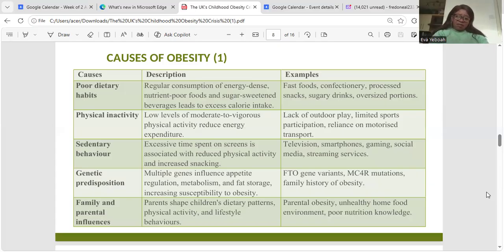The fourth cause is genetic predisposition. It explains that multiple genes influence appetite regulation, metabolism, and fat storage, increasing susceptibility to obesity. The examples are FTO gene variant, MC4R mutations, and family history of obesity.